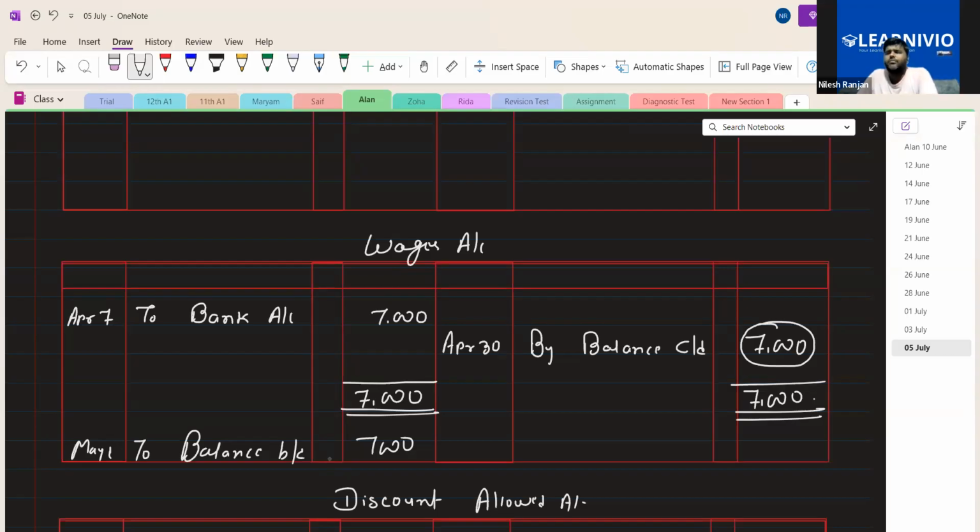Whenever you calculate the total, on the lower side you calculate the difference, and that difference is carry forwarded to the next time period. So that's why it is CD, carry forwarded or carried down. Carry forwarded means you are taking the amount to some other time period. So that's why carried down.